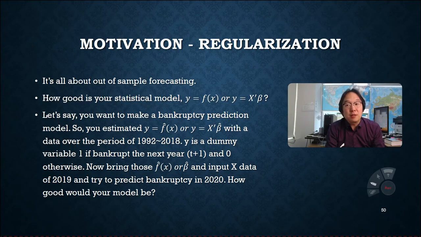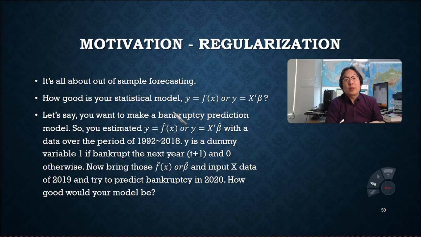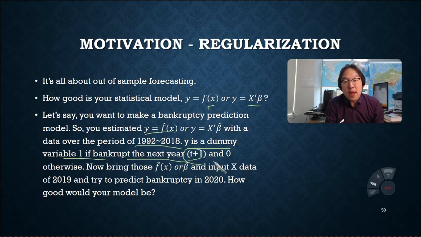Anyway, the motivation of regularization, the way I understand it, is this. It's all about out-of-sample forecasting. How good is your statistical model? Y equals a function of x, or a linear function of x, which is x beta like this. Let's say you want to make a bankruptcy prediction model. So you estimate y equals f hat of x, or y equals x beta hat, with the data over the period 1992 to 2018, right? Y is a dummy variable that is 1 if bankrupt in the next year, t plus 1, and 0 otherwise. So for this year, 2018, you have x, and y should go into 2019, right?